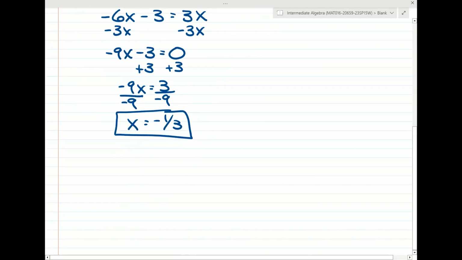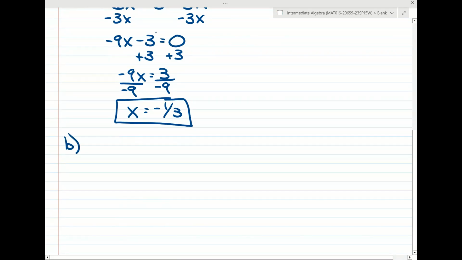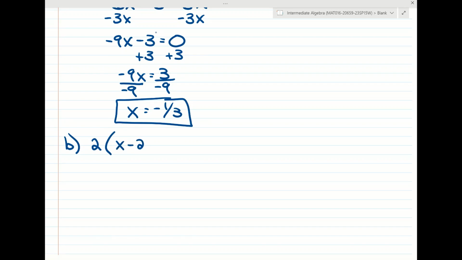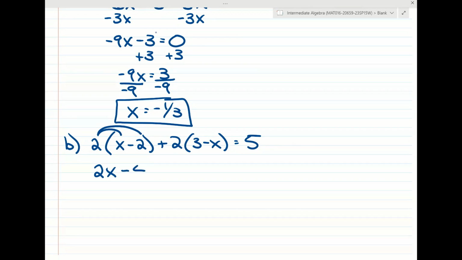What if we had something like this now? We'll just keep building on the difficulty level. So what if we had 2 times (x minus 2) plus 2 times (3 minus x) is equal to 5. So instead of having just one distribution, looks like we have 2. So we'll multiply 2 times everything inside the parentheses, 2 times x, and then 2 times -2, and then 2 times 3, and 2 times -x is -2x.